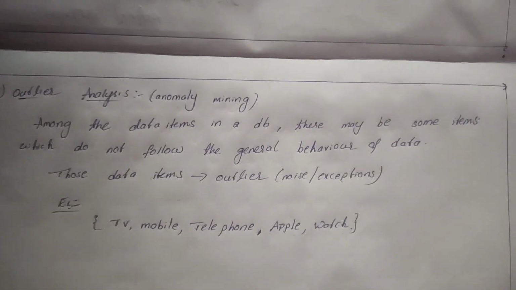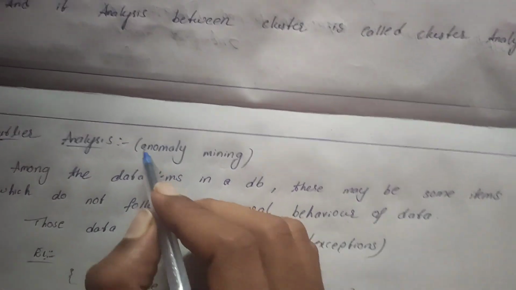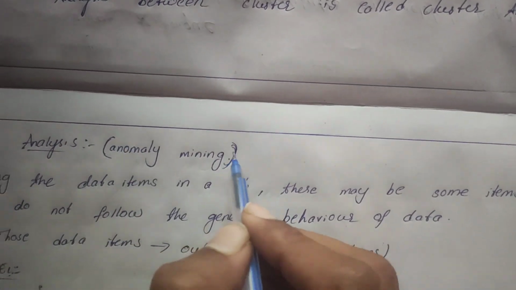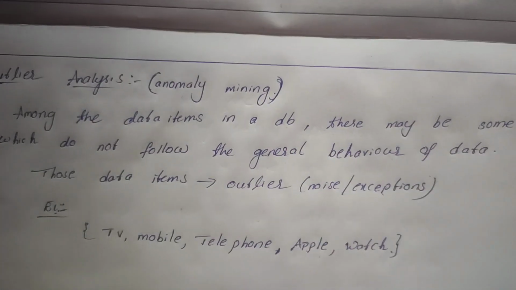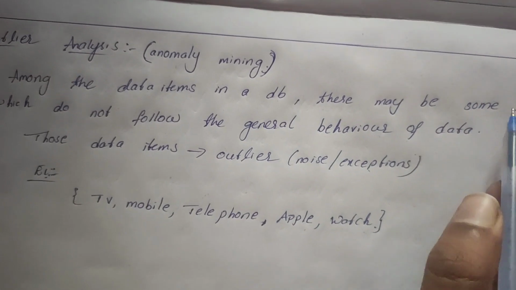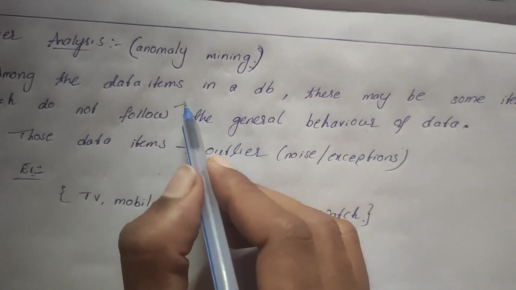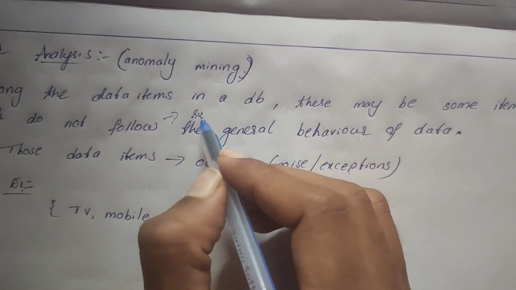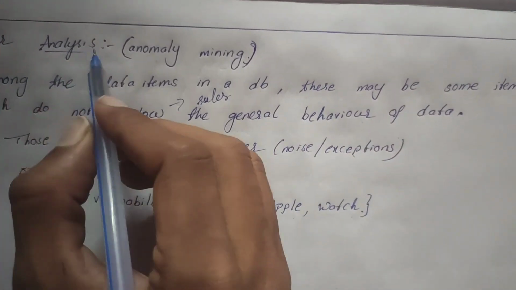Let us look at outlier analysis. Outlier analysis is also called anomaly mining. Anomaly mining deals with data that does not behave like other data. Among the data items in a database there may be some items which do not follow the general behavior of the data. They do not follow the rules or behavior of other data, and this is called outlier analysis.